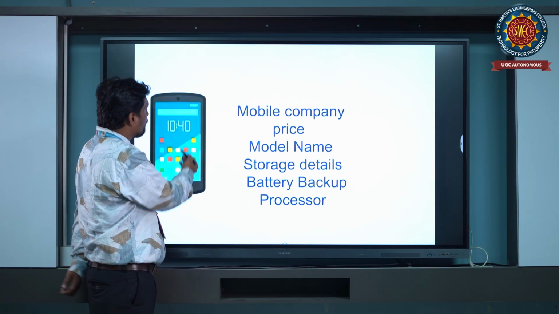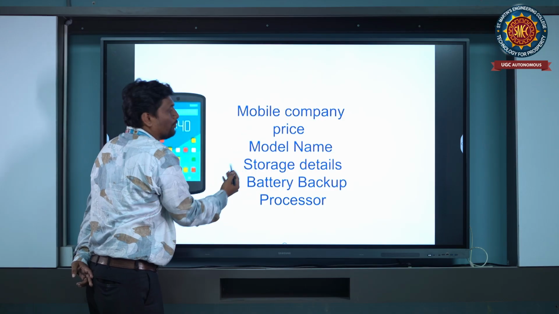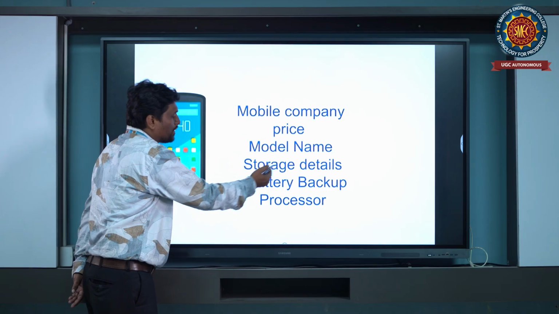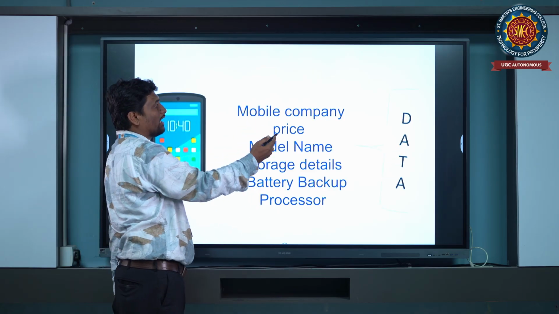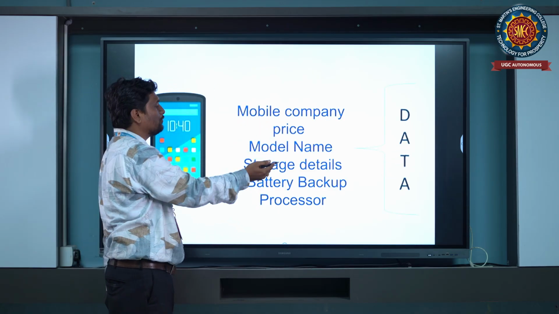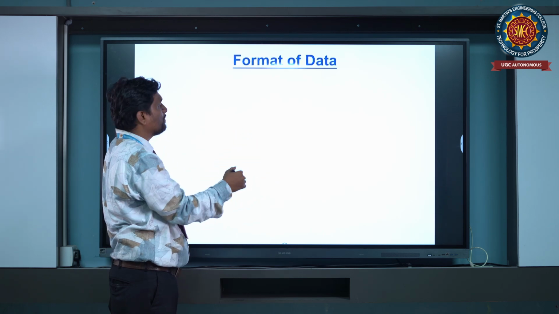Suppose I take the example of a mobile. The mobile has the company name, mobile price, mobile name, storage detail, battery backup, and processor. For example, I have a Samsung mobile with a price of 20,000, and the model. This is all the information in the database.